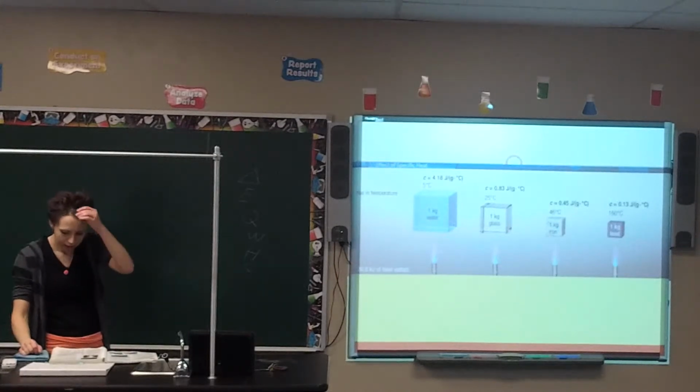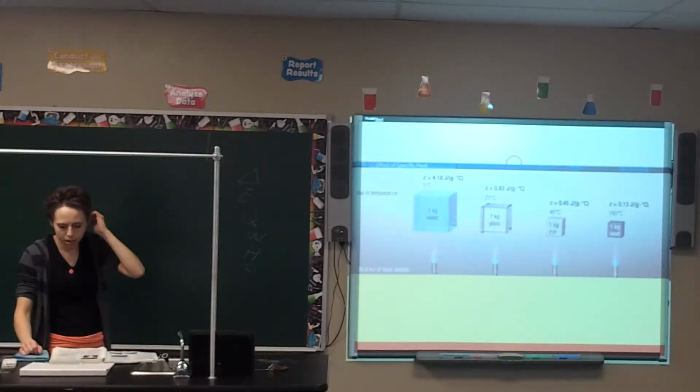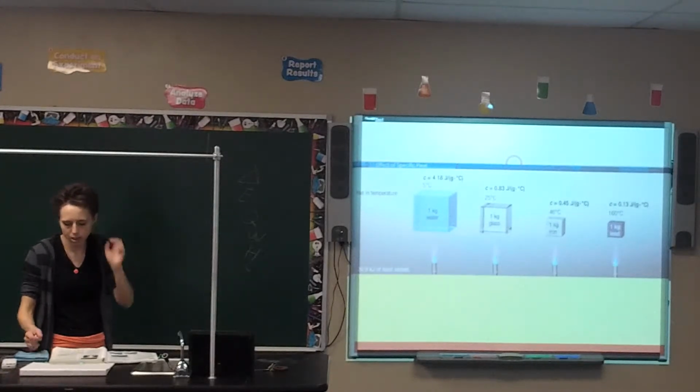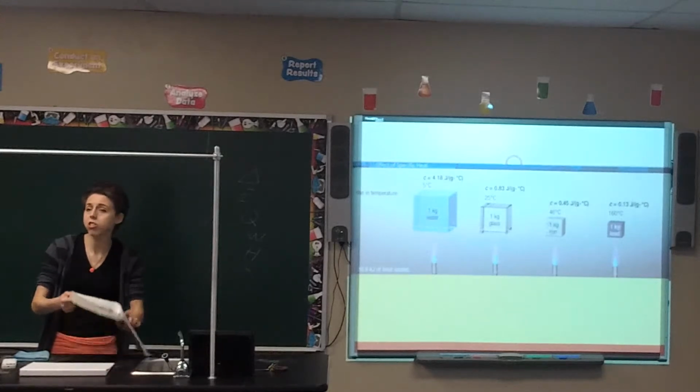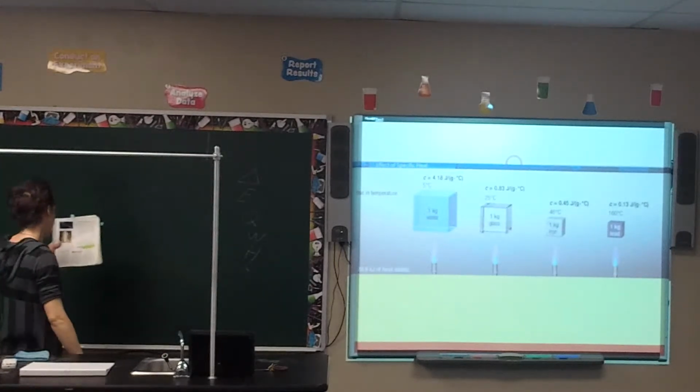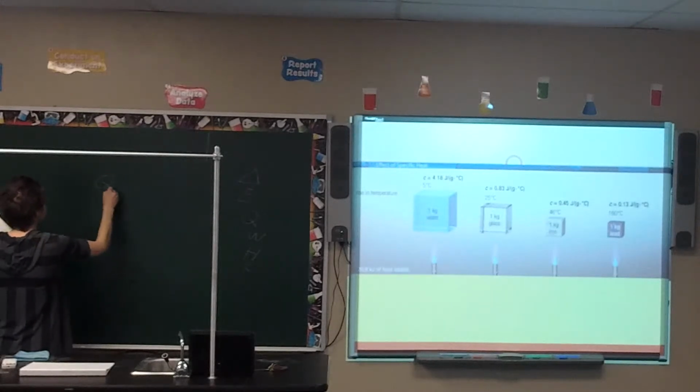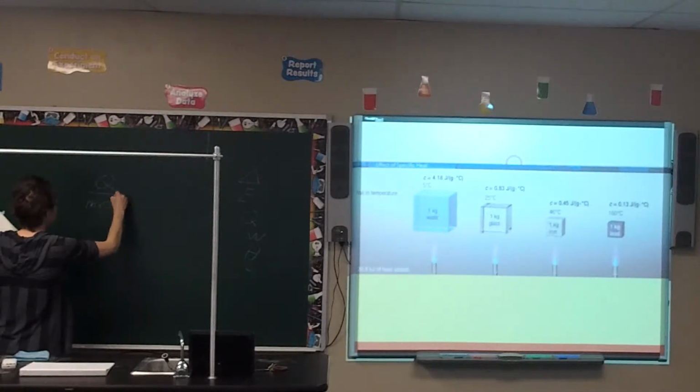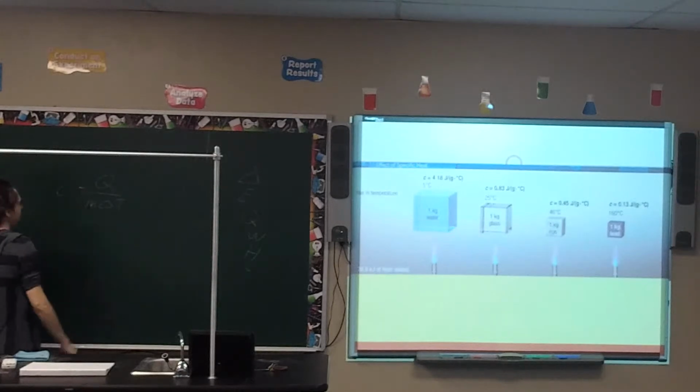So, specific heat, this is the heat required to cause a unit rise in the temperature of a unit mass of the substance. There's one equation that you use for this, but we use it in two different forms. So, the first version the book gives you is Q over M delta T will equal lowercase c.